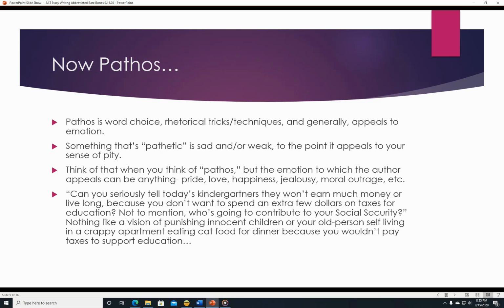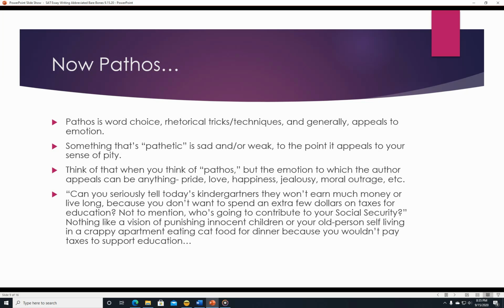Now pathos. Pathos is word choice, rhetorical tricks, techniques, generally appeals to emotion. Okay, we can refer to two different things very differently to get a very different emotion. If I refer to pepperoni as yummy Italian pizza sausage, that's a lot different than if I call it pieces of dead pig. So you see what I mean.